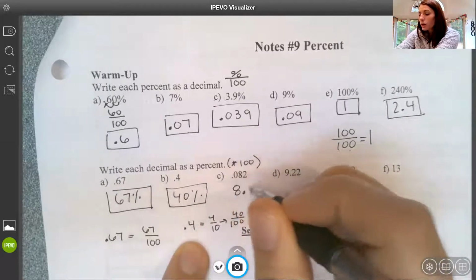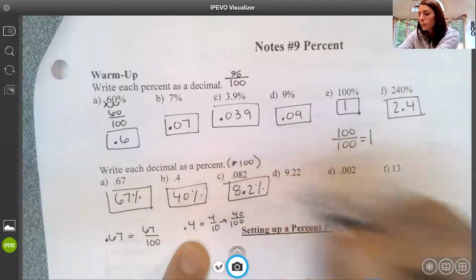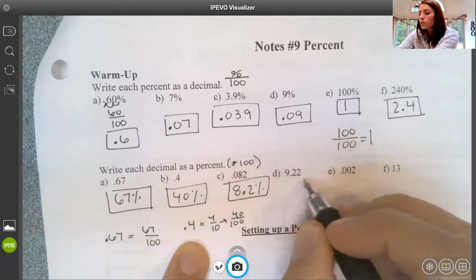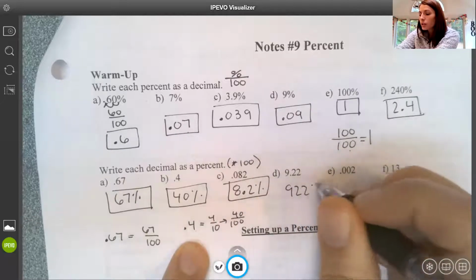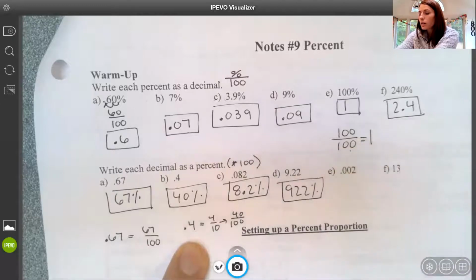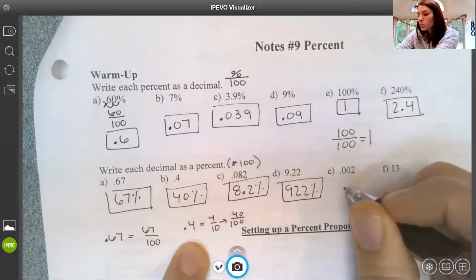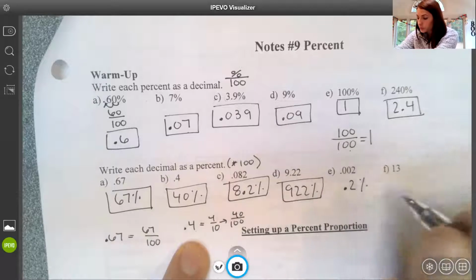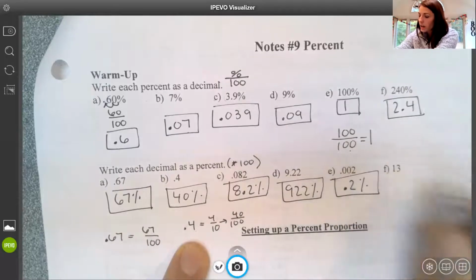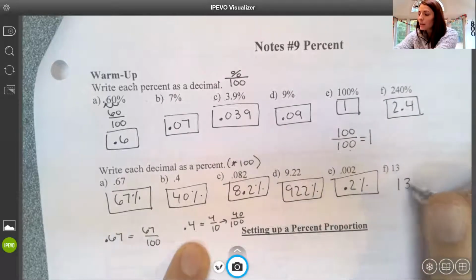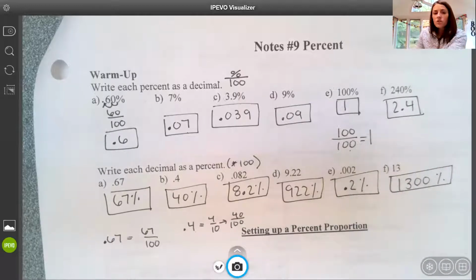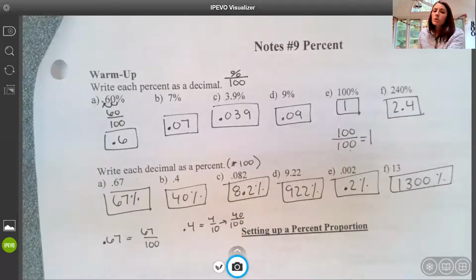0.82 is 8.2%. 9.22 is 922%. 0.002 is 0.2%. And 13 is 1,300%. Okay, so that's just a kind of refresher on skills we should already have, which is moving from decimal to percent or from percent to decimal.